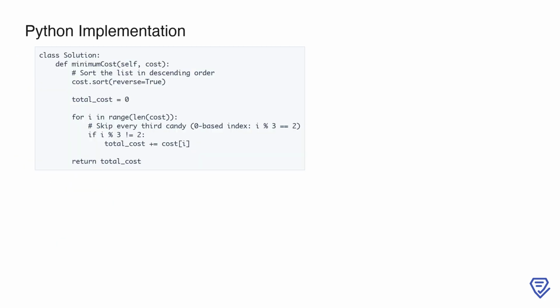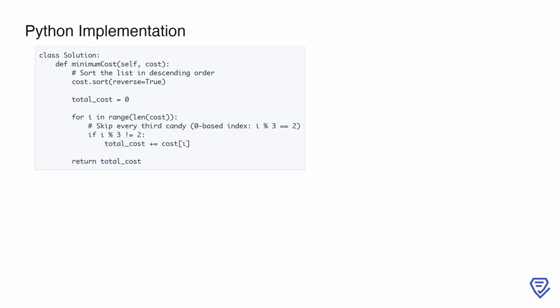This solution begins by sorting the cost list of candies in reverse, descending, order. The reason for sorting in descending order is to ensure that the most expensive candies are considered first when calculating the total cost, leaving the least expensive candies to be counted as free, if applicable. Sorting is an O(n log n) operation, where n is the number of candies.